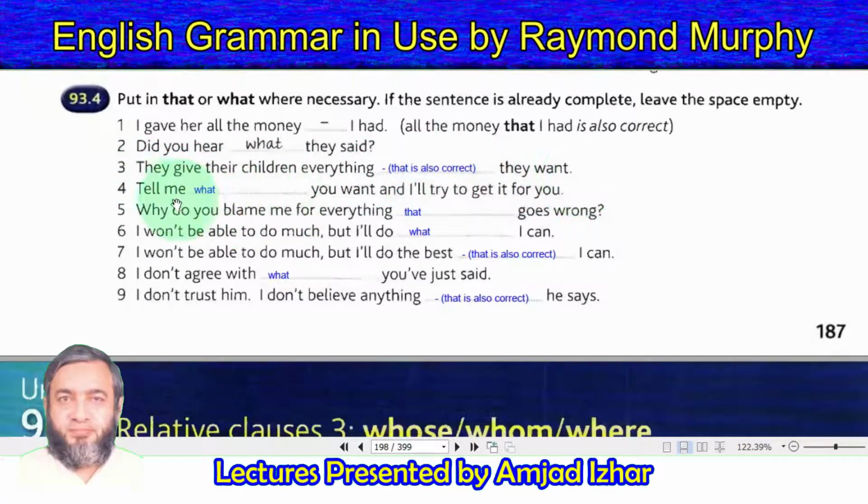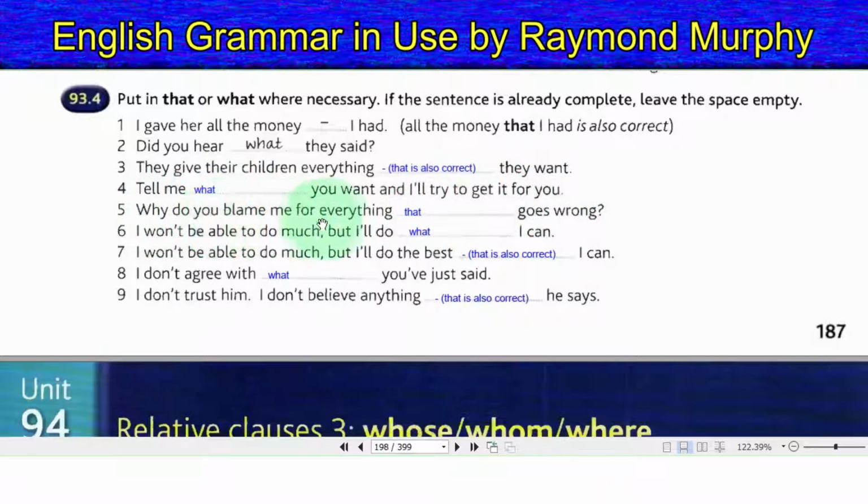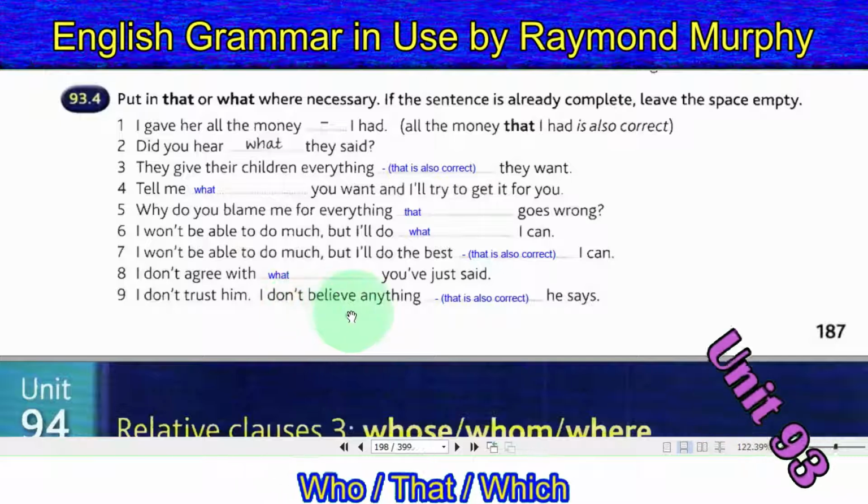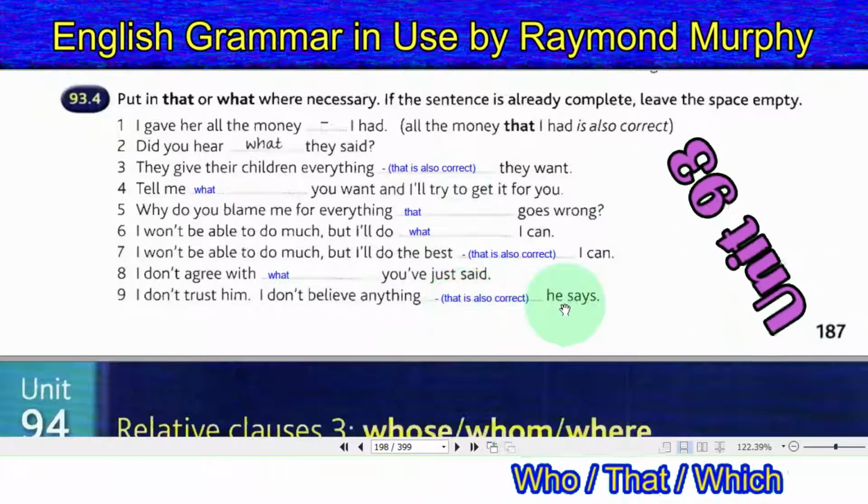Tell me what you want and I'll try to get it for you. Why do you blame me for everything that goes wrong? I won't be able to do much, but I'll do what I can. I won't be able to do much, but I'll do the best I can, that is also correct. I don't agree with what you have just said. I don't trust you. I don't believe anything he says, that is also correct.